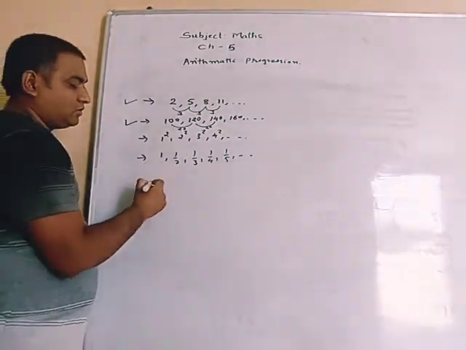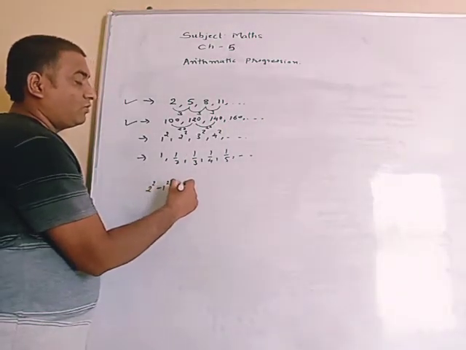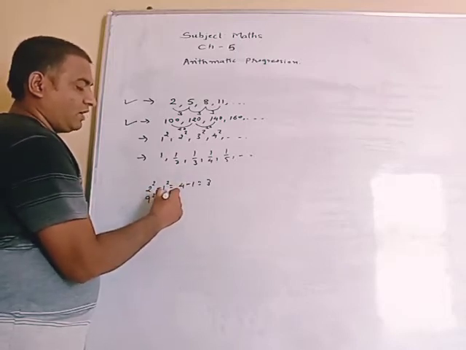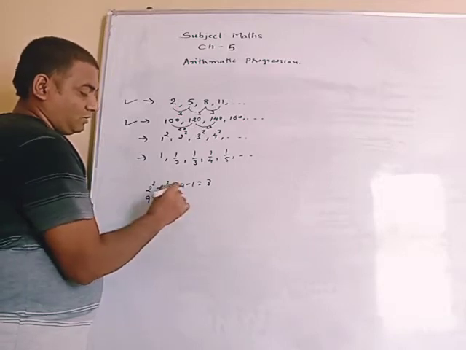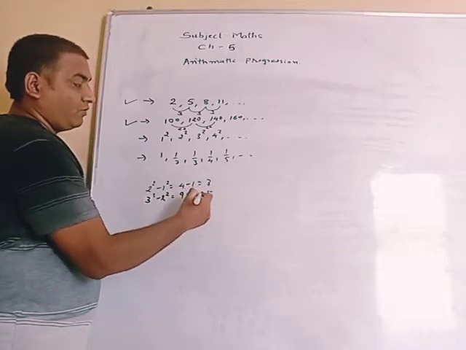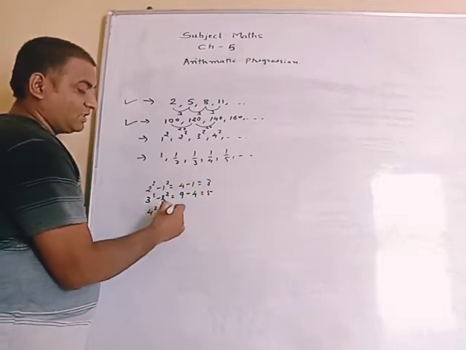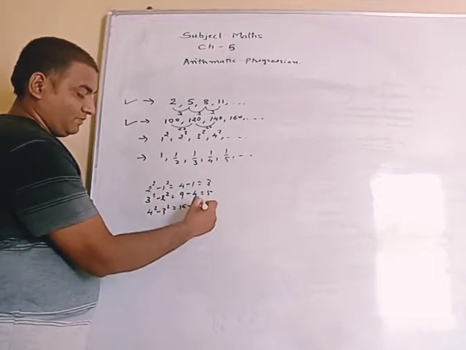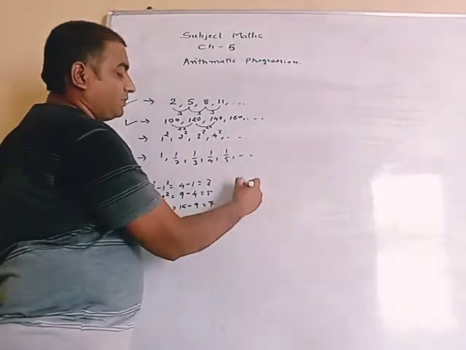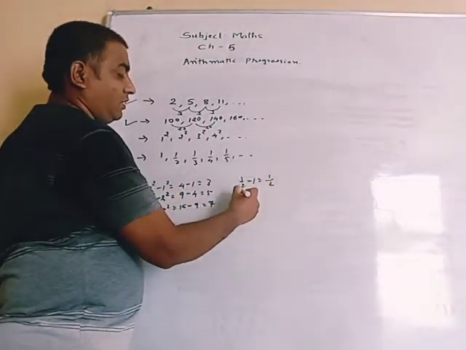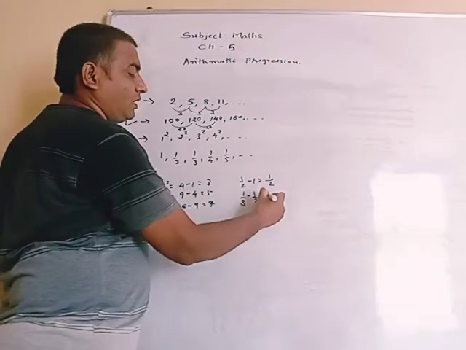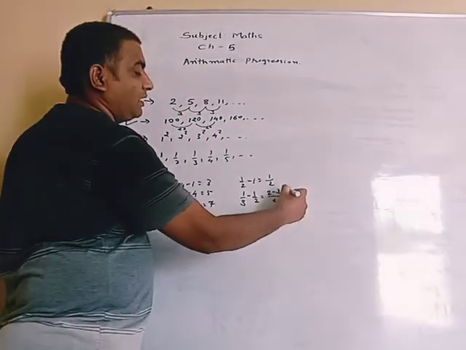While here we have 1 square and 2 square, so we do 2 square minus 1 square. Then 4 minus 1 is 3. Sorry, 3 square minus 2 square, 9 minus 4 is 5, then 4 square minus 3 square, 16 minus 9 is 7. So here 1 by 2 minus 1, we get half, and 1 by 3 minus 1 by 2, then we get 2 minus 3 by 6, minus 1 by 6.